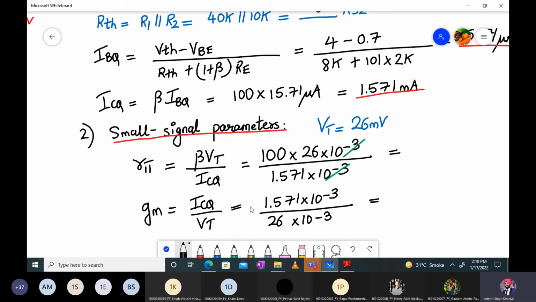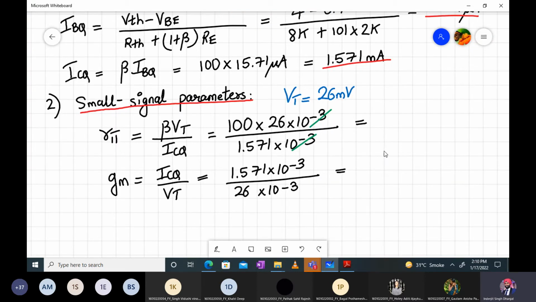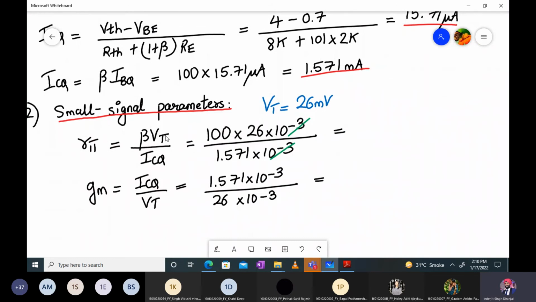See students, the way I am writing, you have to write it that way only. Don't directly solve it in your calculator. You have to write these values so that you don't make any mistake, because sometimes due to a silly error, your entire sum becomes wrong. Anyone with the value of R pi? Quickly, R pi value, anyone?